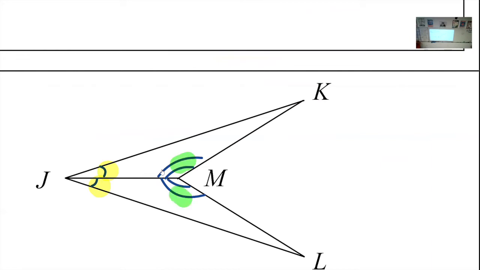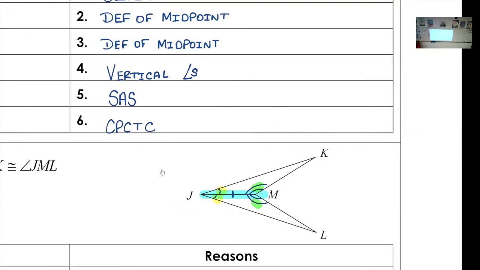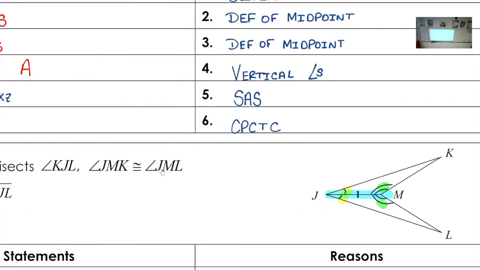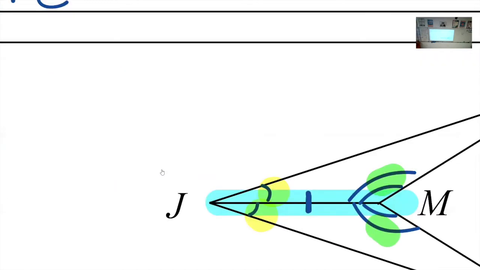Is there anything else you want to mark up before we move on? You want to mark up the shared side? Okie dokie, so we can highlight that part. How did you know which one was on top and which on the bottom? Well, the one on the bottom is the given, JMK to JML. The yellow is what we got when this was bisected. So when this large angle was bisected, it cut it in half, which made those two congruent angles.